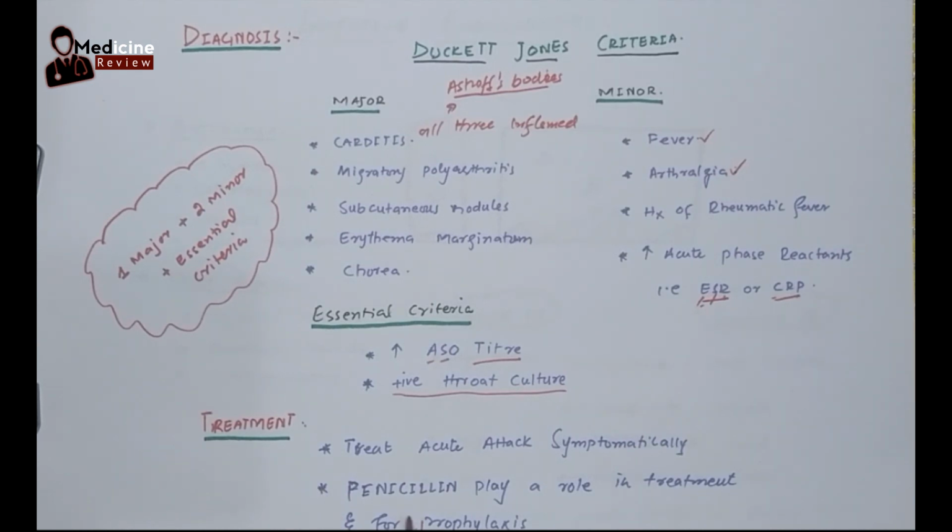And for treatment, the acute illness should be treated symptomatically. If there is fever, give paracetamol. If there is carditis, give steroids or proper treatment. If there is pain, give a painkiller. So we should give symptomatic treatment, but penicillin still plays a key role. Penicillin is the drug of choice for treatment as well as for prophylaxis of acute rheumatic fever.